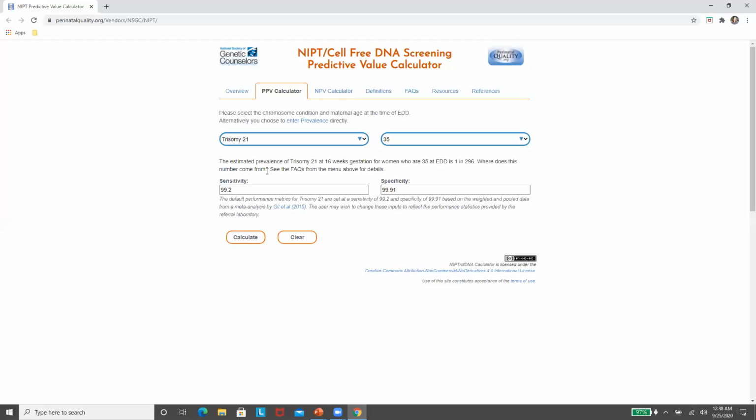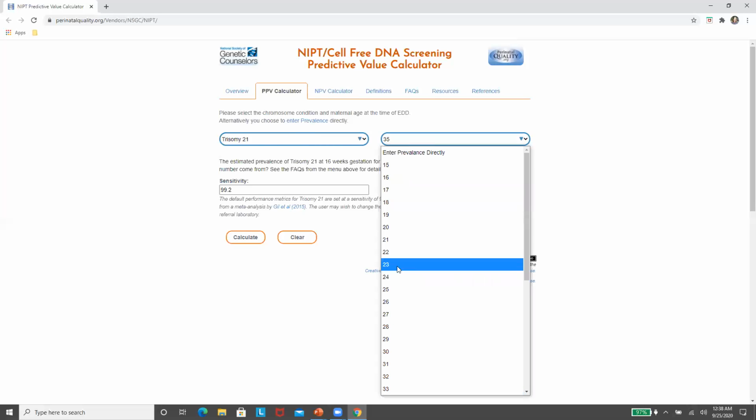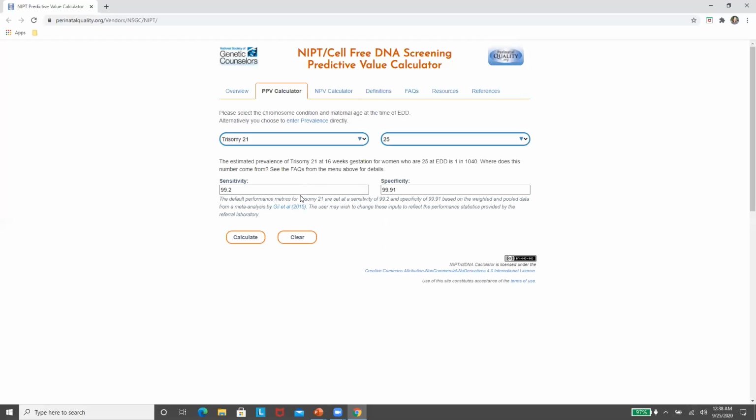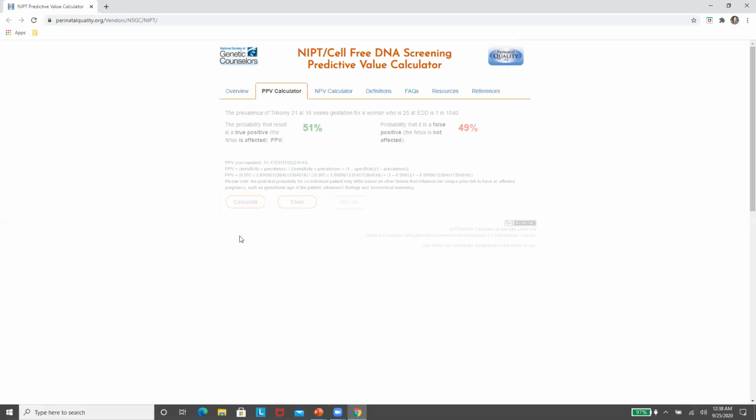And if we look through another case, so trisomy 21 in a woman who is 25 years old, the prevalence has decreased, and so the positive predictive value, we will see, it has also decreased. So for a woman who was 35, the false positive was a 21% chance. In a woman who is 25, this is a 49% chance for a false positive.